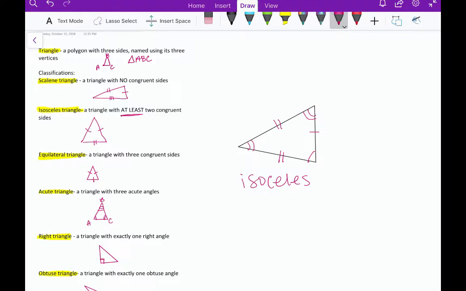What do I notice about the angles? Well, it has 2 angles that are congruent. But it looks like all 3 angles are acute, so this would be an acute isosceles or an isosceles acute, either way would really work. Both of those classifications work for this triangle.